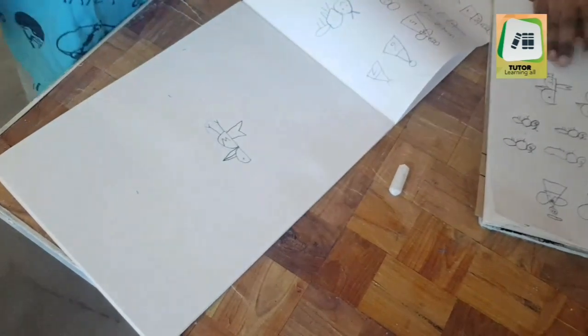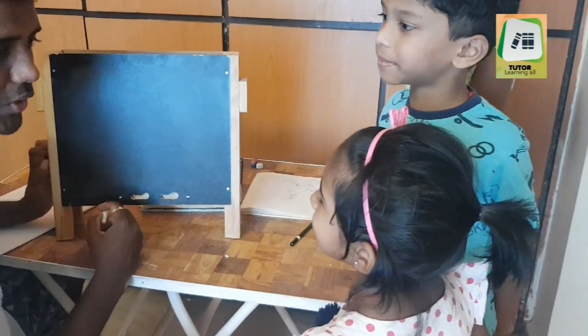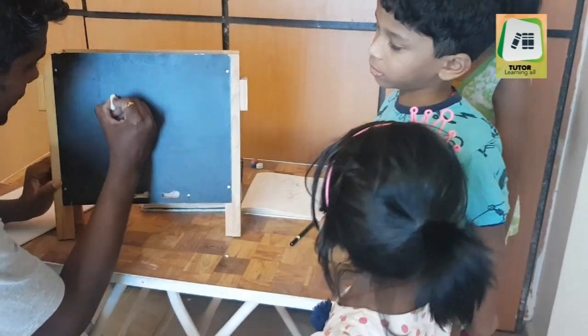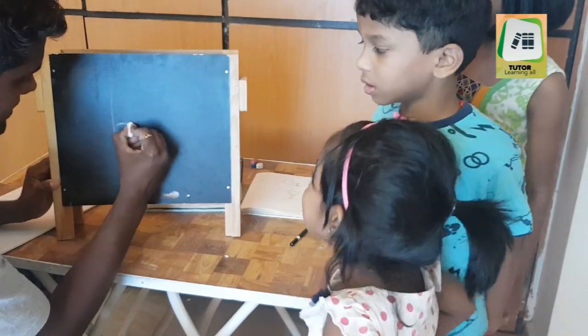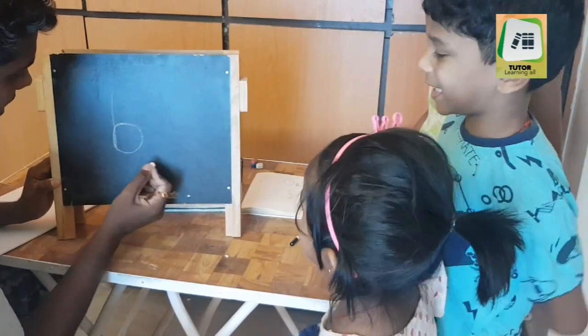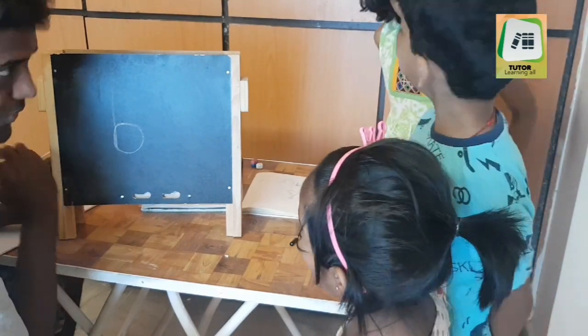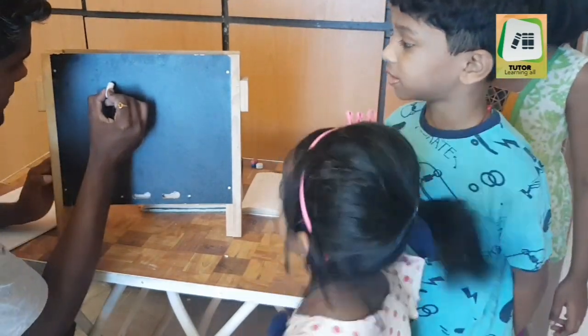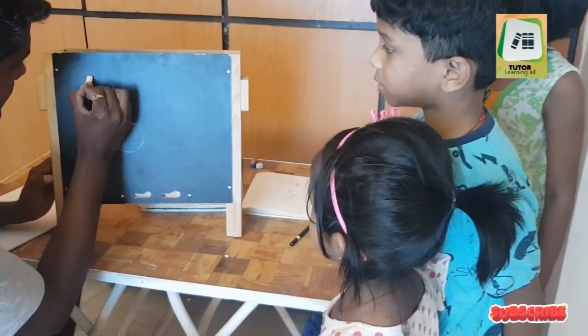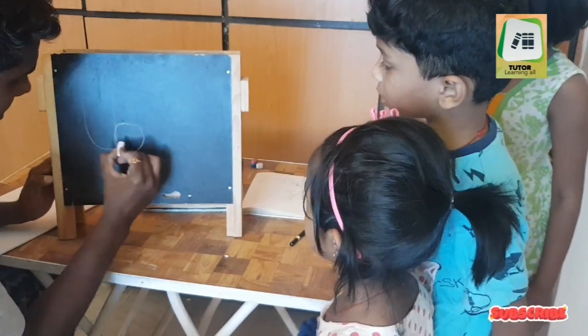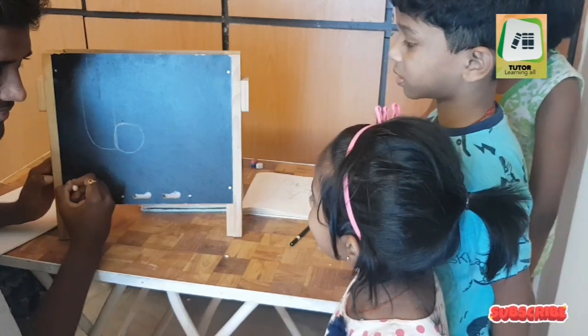Eyes for the bird. Very, very good drawing. Now we'll draw with small b. How to draw small b? This is small b. So with this we can draw a bat and a ball. See, this will become a bat, and this will be a ball.